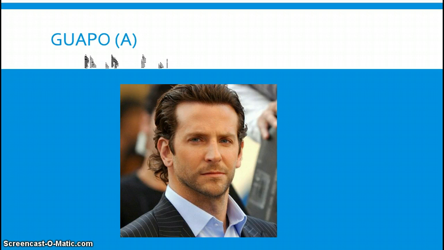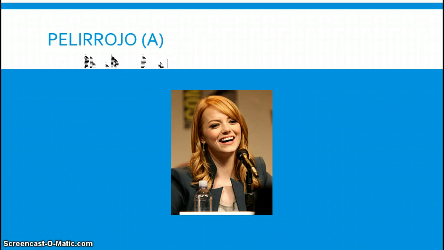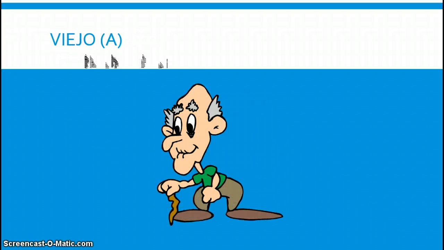Guapo, guapa, significa good-looking. Joven, jóvenes, significa young, or in this case, jóvenes would be young people. I'm making it plural to describe more than one. Pelirrojo, pelirroja, significa red hair. Pequeño or pequeña significa small or tiny. Viejo, vieja, significa old.